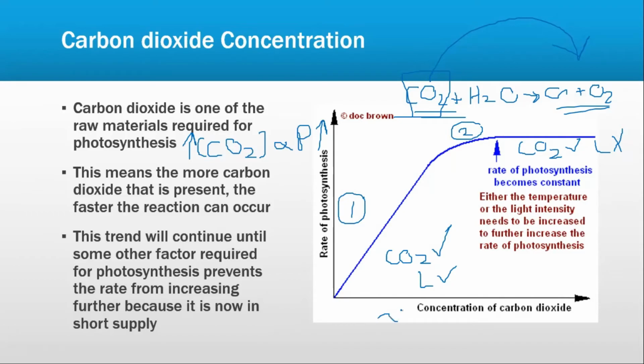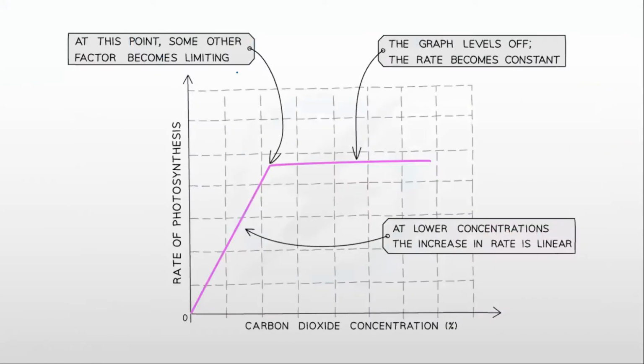We again have the concentration of carbon dioxide on the x-axis and the rate of photosynthesis on the y-axis. For example, we again can divide it into the first, the second, and the third. So at lower concentrations, the increase in rate is linear. Again, neither is it faster nor slower. We have a linear increase, a constant gradient, and at the second point, some other factor becomes limiting.